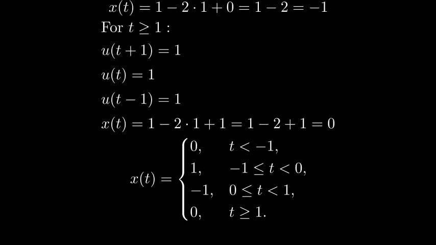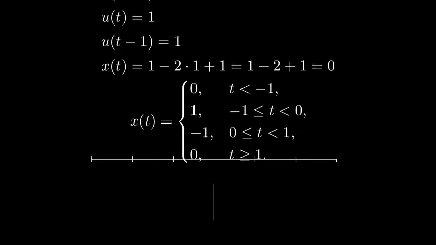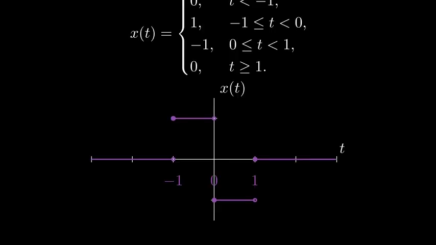Now, let's plot the final signal x of t. From negative infinity to negative 1, the signal is 0. At t equals negative 1, the signal jumps up to 1. It stays at 1 until t equals 0, where it jumps down to negative 1. It stays at negative 1 until t equals 1, where it jumps up to 0. From t equals 1 to positive infinity, the signal is 0.